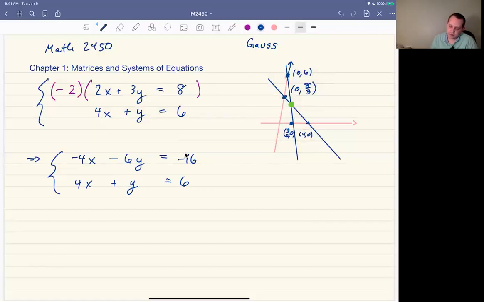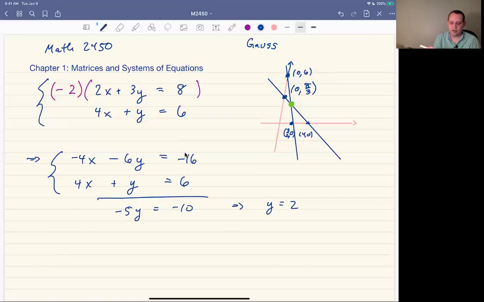Now we can add the two equations together and cancel out the x's. You've probably already done this; you're probably working ahead a little bit. -6y plus y is -5y, and -16 plus 6 is -10. This tells us that y is 2. That seems to somewhat agree with the graph we have, by the way. That seems a little reasonable given what we have.